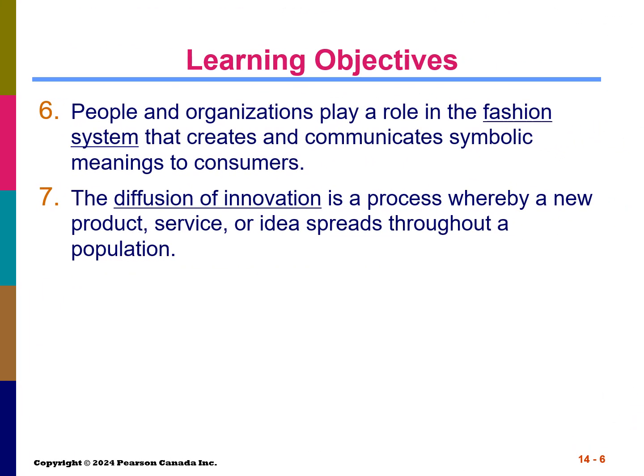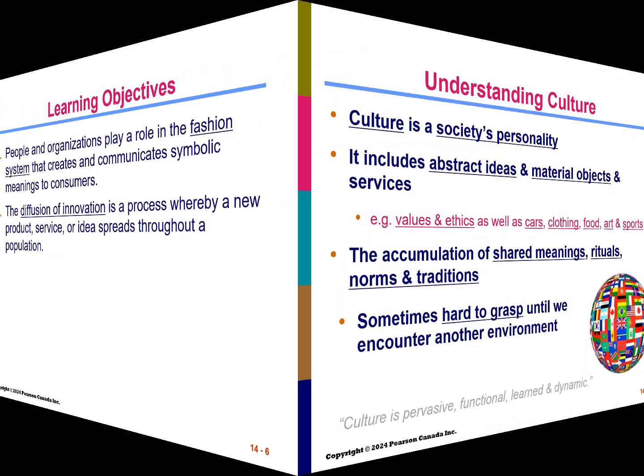In the second half of the chapter, we'll talk more about how new products, services, and ideas spread through the population, and why different types of people are more or less likely to adopt them. We'll finish up by discussing how many people and organizations play a role in the fashion system that creates and communicates symbolic meaning to consumers, and the various models of fashion that can be used to predict.